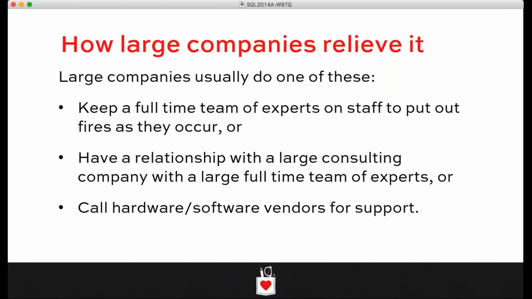Large companies will often keep a full-time team of experts on staff. Just using an example from the public, GoDaddy.com, the U.S. domain name registrar, kept a herd of SQL Server people on staff, including a Microsoft Certified Master, to put out SQL Server fires whenever they occurred. The smaller companies can't afford to maintain that team of experts. Larger companies also have relationships with very large consulting companies or very large contracting companies. Think IBM, HP, Dell, companies with ginormous services divisions where they have an army of consultants and contractors ready to tackle all kinds of problems.